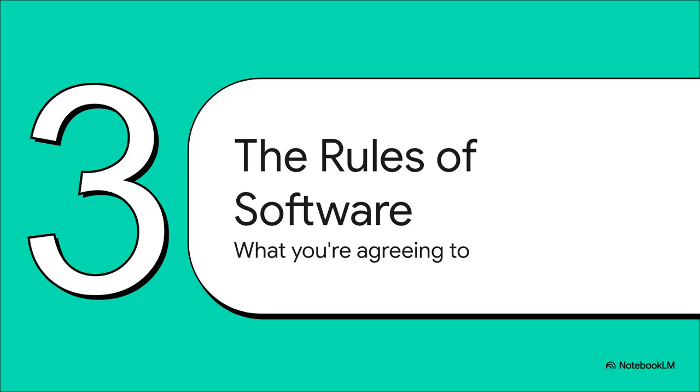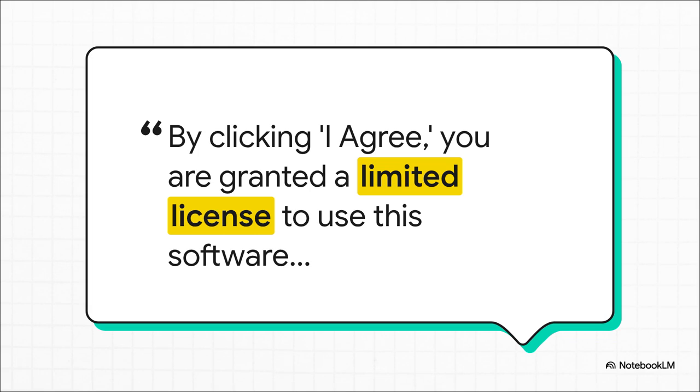Okay, you've downloaded it, you've installed it, but before you can finally use it, there's always that one last hurdle, right? That giant wall of text you have to agree to. Let's talk about what you're actually agreeing to. Oh yeah, this screen. We've all been there. We just scroll to the bottom and click I agree without even thinking about it, right? But what you're clicking on is actually a pretty big deal. It defines your entire relationship with that piece of software.